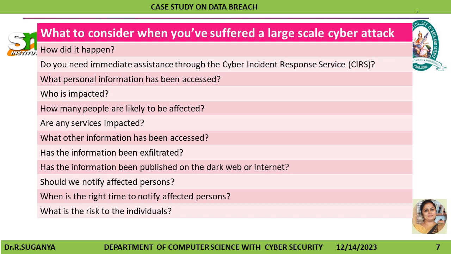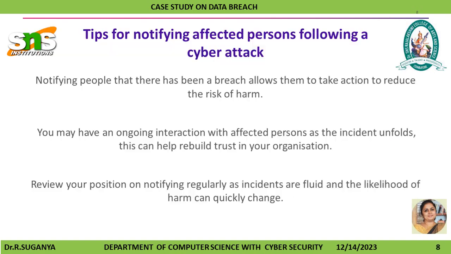So what to consider when we have suffered a large scale cyber attack? How did it happen? Do you need immediate assistance through the Cyber Incident Response Service? What personal information has been accessed? Who is impacted? How many people are likely to be affected? Are any services impacted? What other information has been accessed? Has the information been exfiltrated? Has information been published on the dark web or internet? Should we notify affected persons? When is the right time to notify affected persons? What is the risk to the individuals?